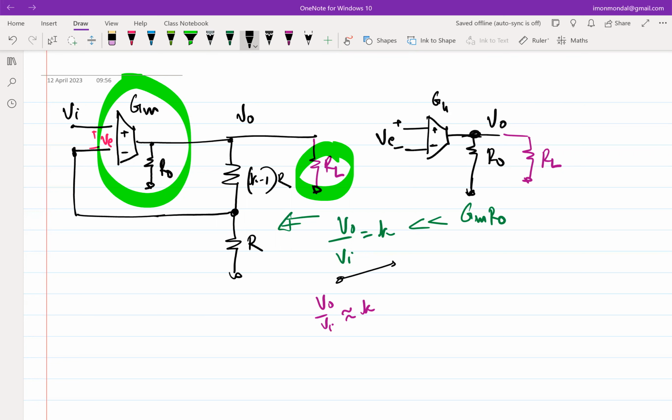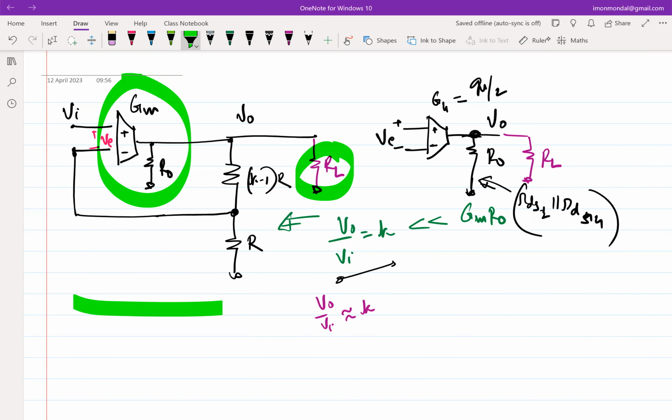No, so this GM, if you assume it's a diffamp, this GM is GM by 2 for the diffamp. This R0 is some RDS1 parallel RDS3 or something like that, right? RDS2 parallel RDS4, the stuff that we did yesterday. So do you need to draw the entire circuit? Or can you simply look at this negative feedback circuit and try to gauge whether I can have a problematic RL or a range of RL for which it will be fine or not.